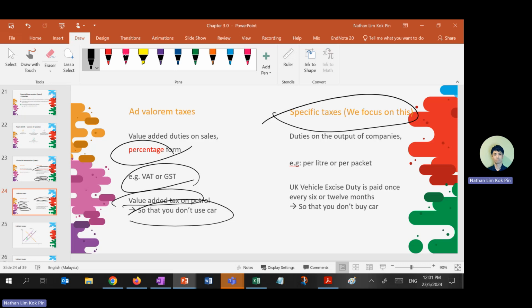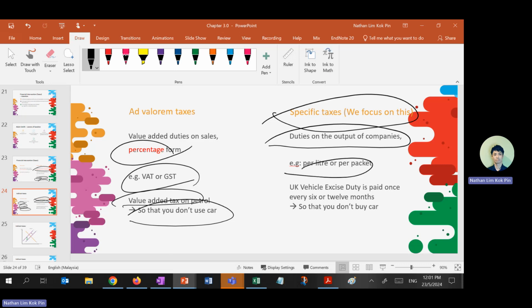So it will be duties on output. We don't charge based on percentage. This type of tax is charged per unit. For example, per packet of cigarettes, per liter of petrol, per packet of sugar, per kilo. This is what we charge per unit. It's not percentage. Okay, percentage is harder than specific, right?